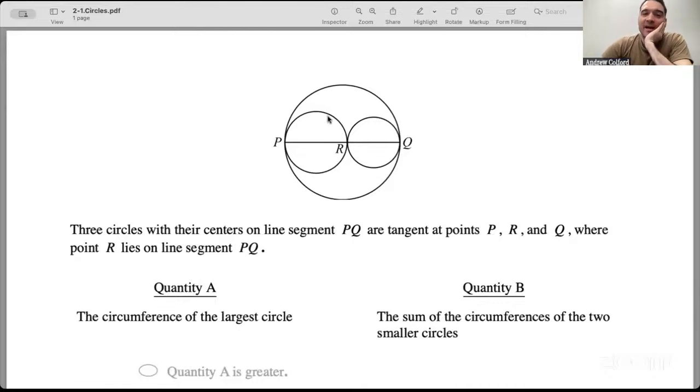So RH, we have a big circle and 2 tangent circles. 3 circles with their centers on line segment PQ. So that tells us this is like a diameter, right? Our tangent, that means touching right there at points P, R, and Q, where point R lies on the segment PQ. We want to know what's greater, the circumference of the largest circle or the circumference of the 2 smaller circles.